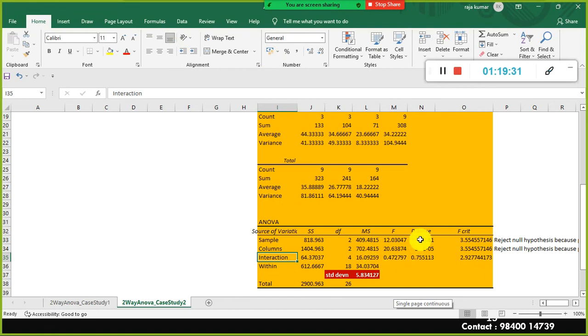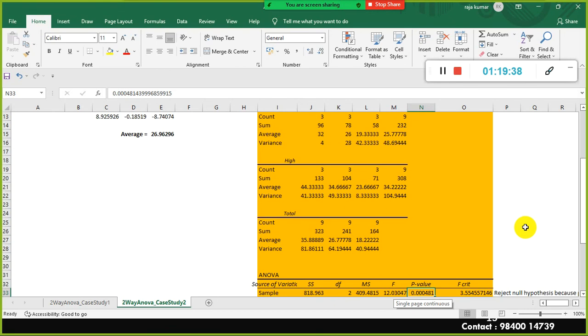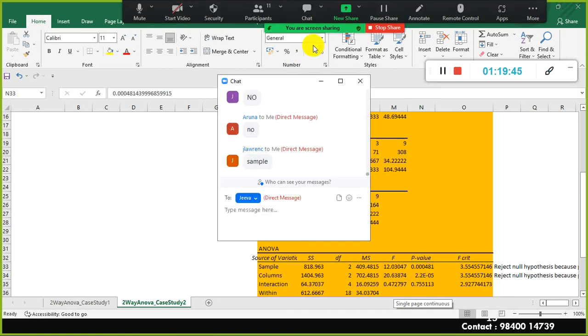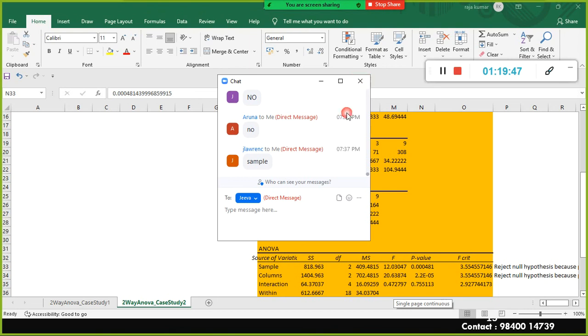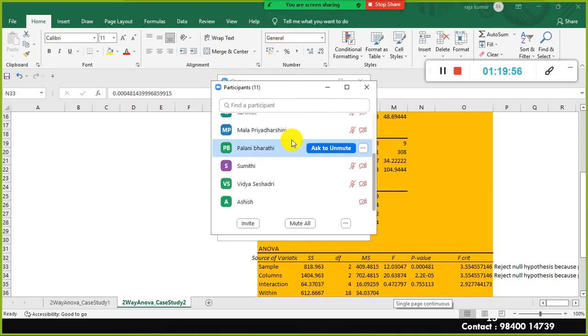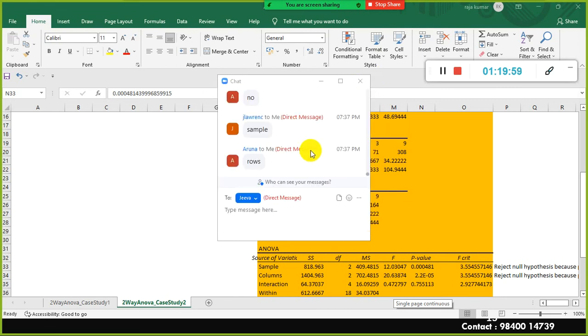Now simply look at this and tell me which one is highly statistically significant. Which one is highly statistically significant? Yeah. How about Aruna? Aruna and Palani. Palani, you are not telling. Karthik. And how about others? Sumati or Jeevan. Rose. Very good, right?